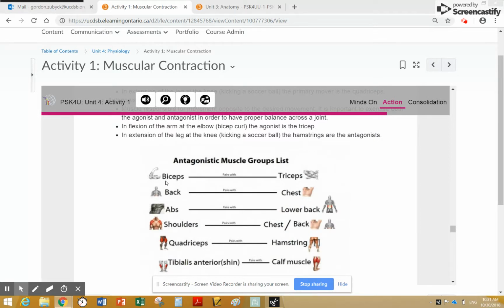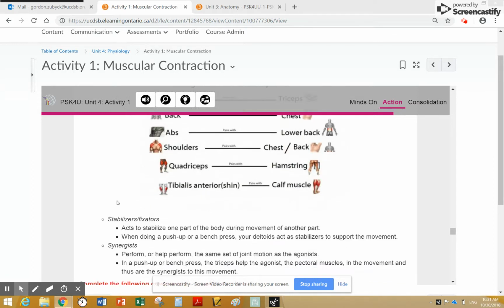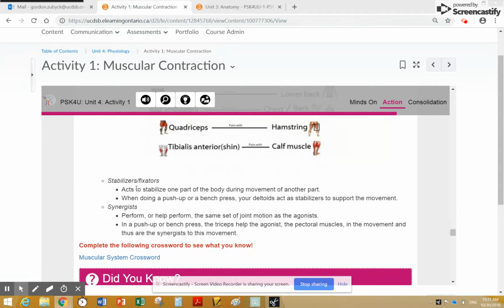So if we didn't have opposite or antagonistic muscle groups, then when you contracted one muscle, potentially your body could stay in that position because you got nothing to pull it back in the other direction. So we need to have antagonist muscle groups within the body in order to keep things working the way they do, so that we can work efficiently and function properly. There's also stabilizers or fixators, and these work to stabilize different parts of the body.